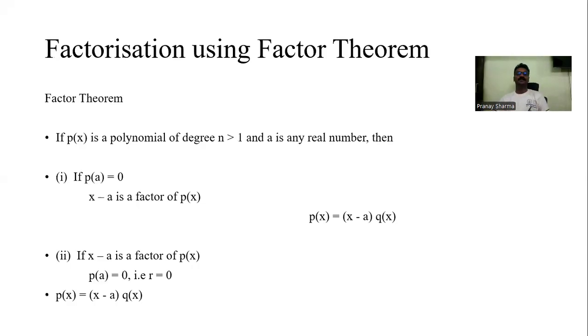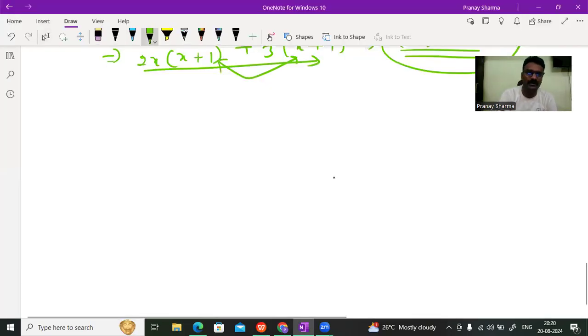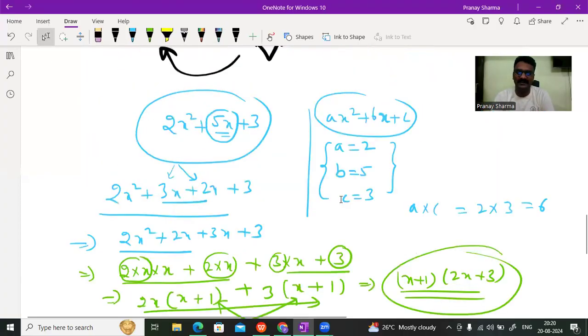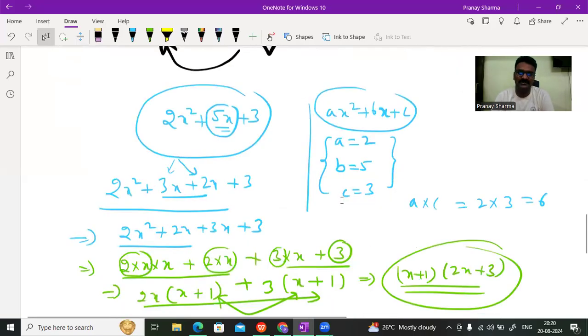Next is factorization using the factor theorem. Now again, this is very important. So let me jump to the whiteboard again. If you can recall the example that we have taken, I am going to shift the marker again now. I'll be using a different color. We have taken an example which is x square minus 5x plus 6. That is the example that we have taken. And if you can recall, the factors that we got were x minus 2 and x minus 3.